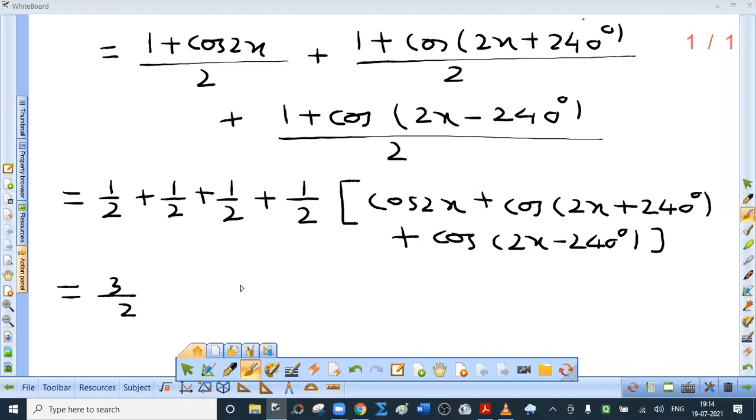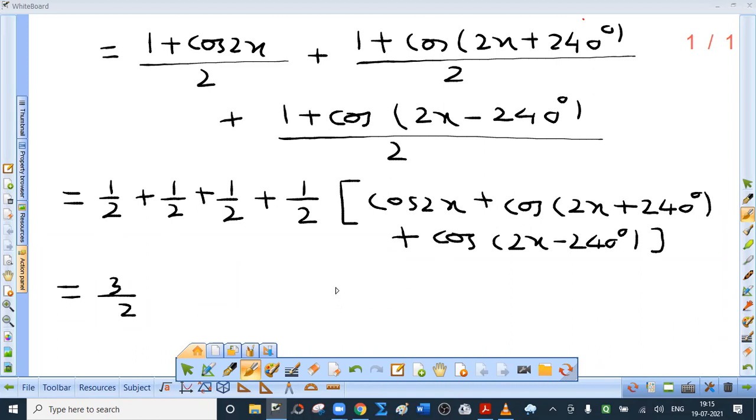So, there are some students who use common sense and then they say it can be easily proved, though it is not, that this is 0. So, 3 by 2 plus 0, that is 3 by 2. At least they won't get 0 marks for that. But we want full marks, and so we will prove that this part is nothing but 0.